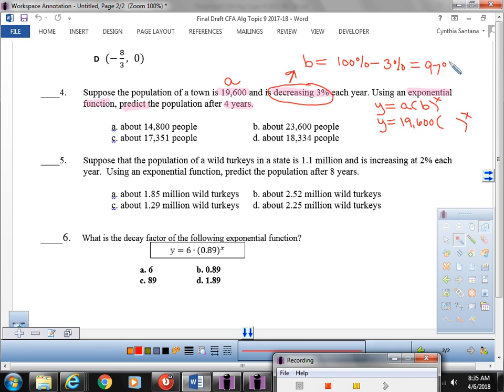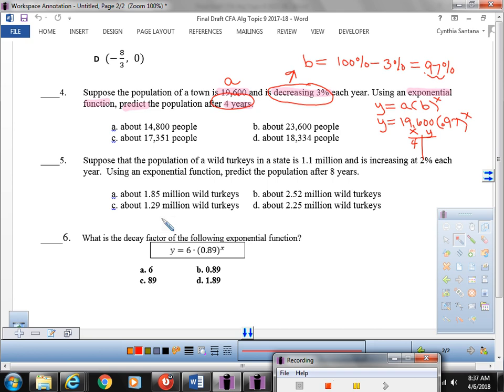97. And then you do need to change it to a decimal, so all you have to do is move 2 places to the right. I think a lot of you are putting 3% here, and it's not 3%. It's decreasing 3%. So that means it's only going to grow 0.97 if you think about it. So this is what you would have put in your calculator and then looked it up. So you would have done 19,600 times 0.97, and then just looked up the 4 years, like what is 4 years?